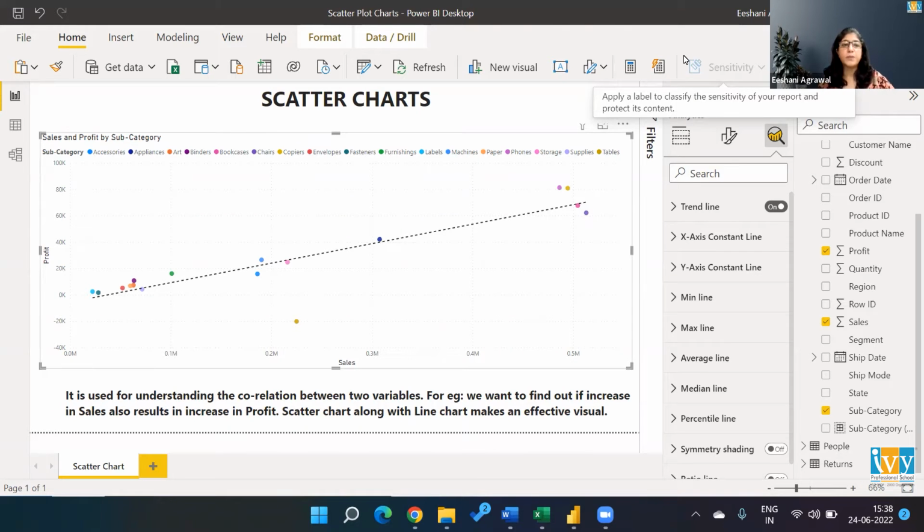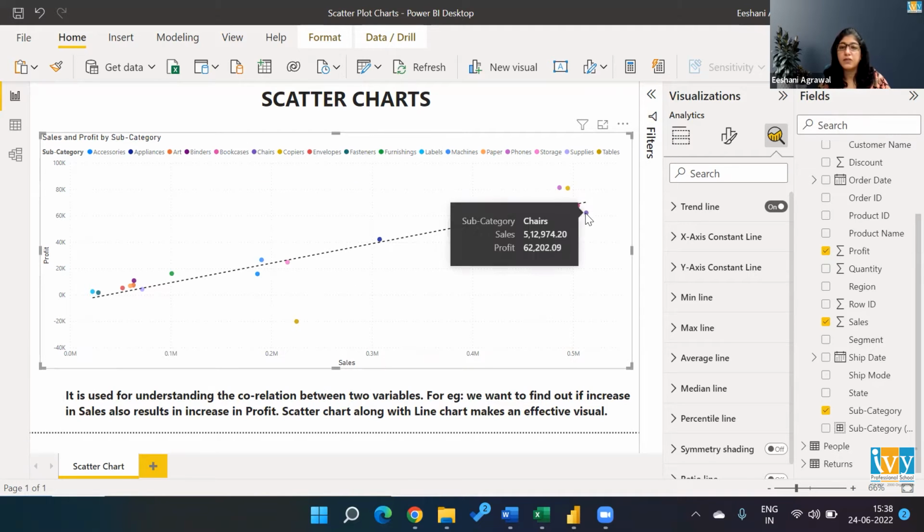So for such a purpose, I have already plotted a scatter plot over here. On the x-axis, you can see there's sales. On the y-axis, you can see there is profit. And these dots are given for each and every subcategory. So if I hover on top of it, this is showing the dot for the chair, which is showing us the total sales and total profit.